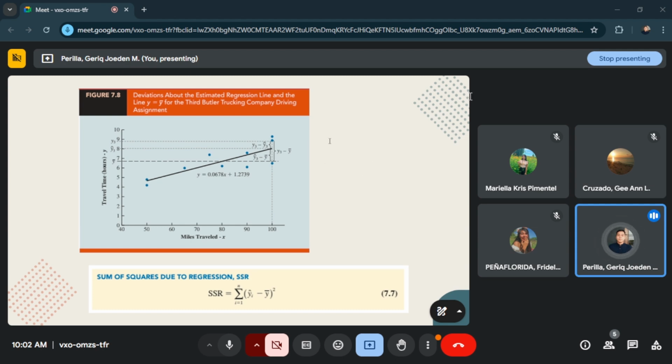So, dito yung y hat sub i ay ang predicted value mula sa regression equation. At yung y bar po ay mean pa rin ng observed values. So, a higher SSR indicates that the model is better at explaining the variability in the data. So, sa context ng Butler Trucking Company, ang SSR ay nagbibigay ng halaga na 15.8712, which shows the model can explain a significant portion of the variability in the travel time.